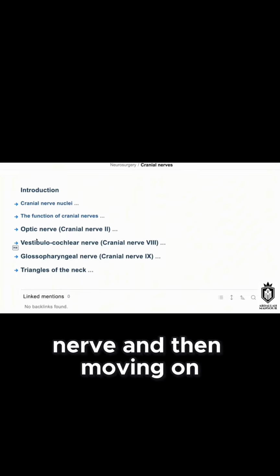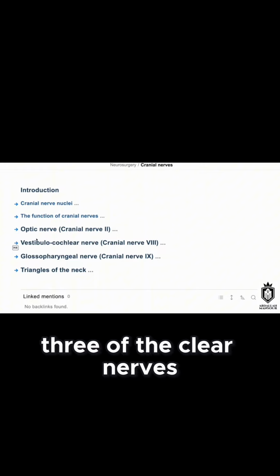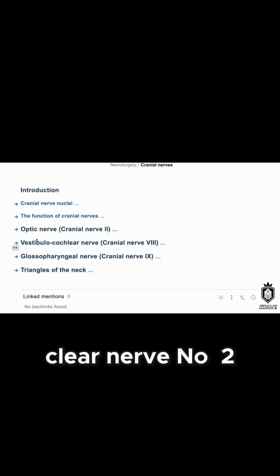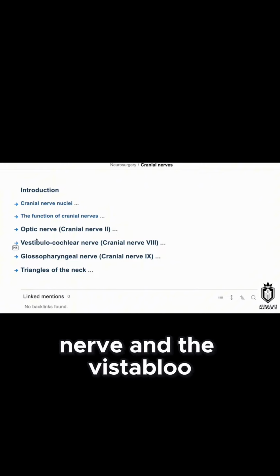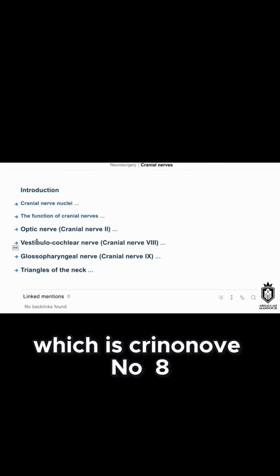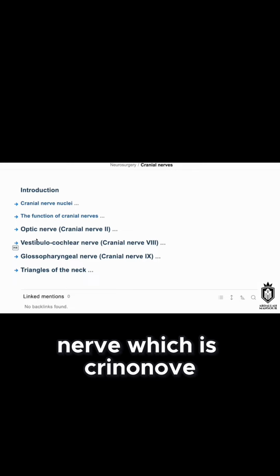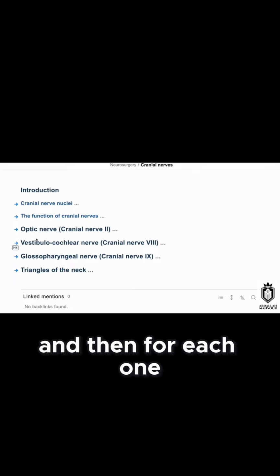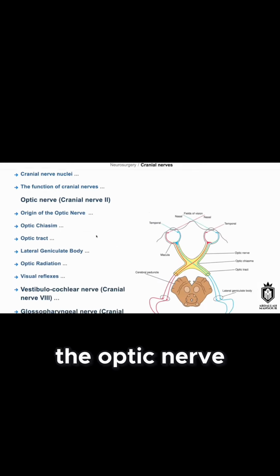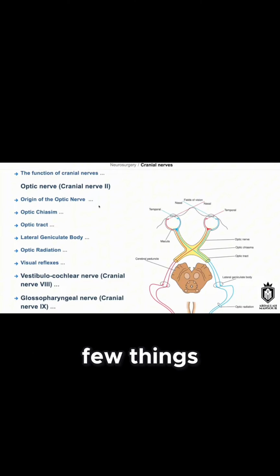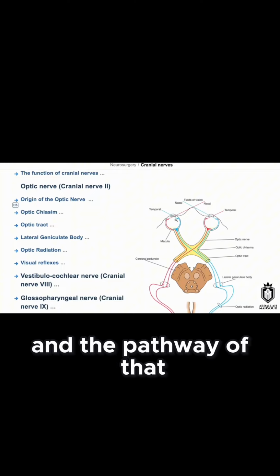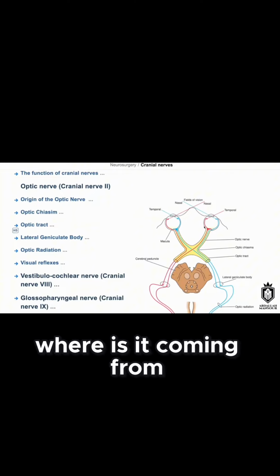And then moving on, we'll have to talk about 3 of the cranial nerves. Cranial nerve number 2, which is called the optic nerve, and the vestibulocochlear nerve, which is cranial nerve number 8, and the glossopharyngeal nerve, which is cranial nerve number 9. And then for each one, for example, the optic nerve, we have to cover a few things and the pathway of that nerve. Where is it coming from, the origin?